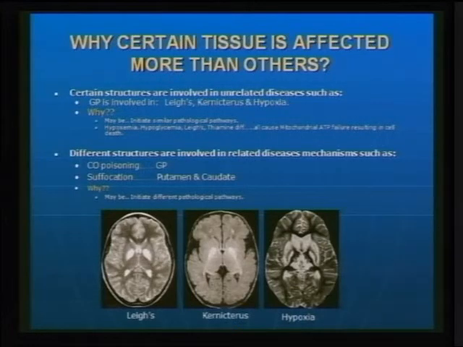Vice versa, sometimes similar diseases, carbon monoxide poisoning, hypoxia, and suffocation, may affect different areas, although the essence of all these 3 is hypoxia. So similar diseases may have different distribution, and different diseases may have similar distribution. And the reason for this is not known. However, it could be due to a stimulation of a common pathway that is being used by different diseases, and it ends with a certain appearance.